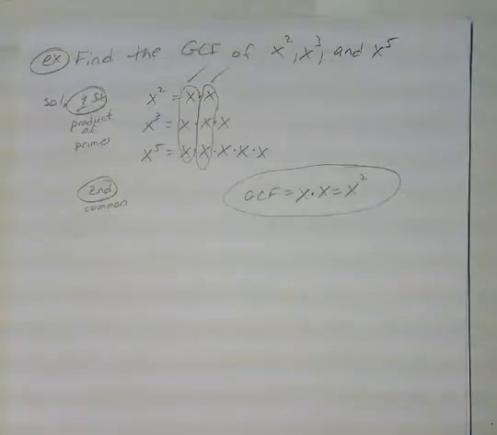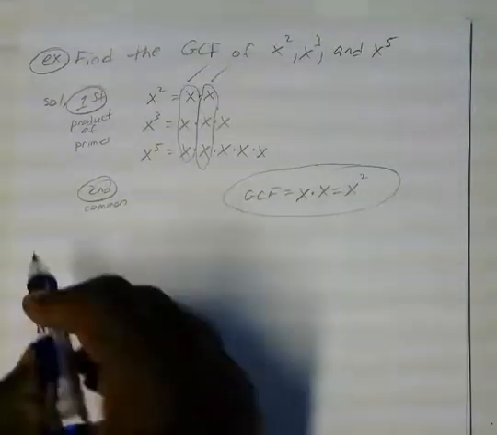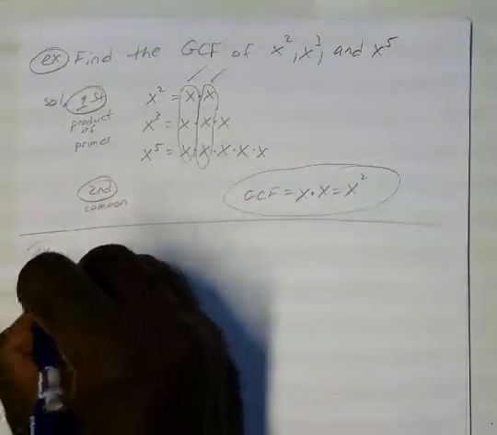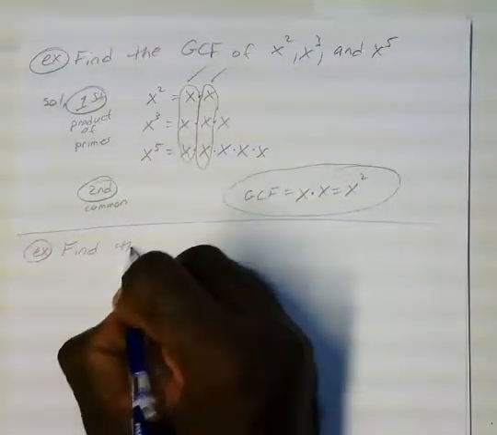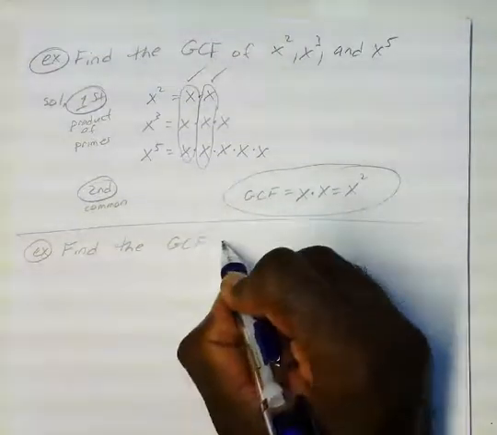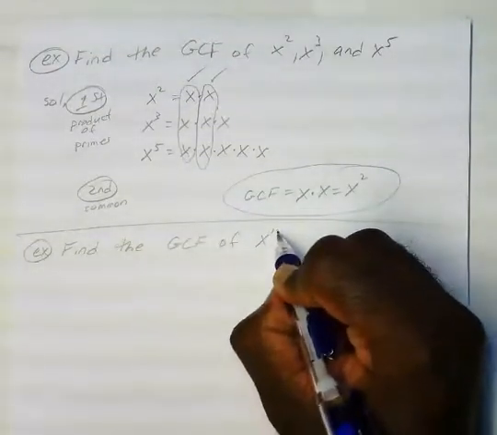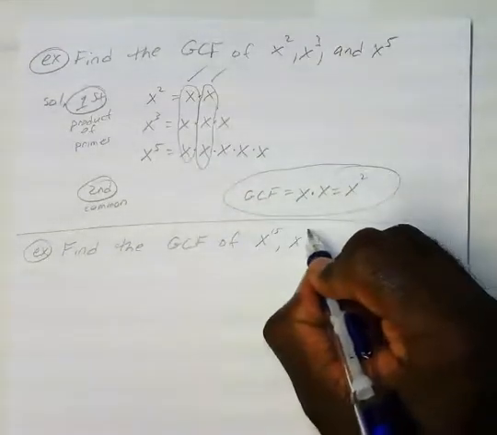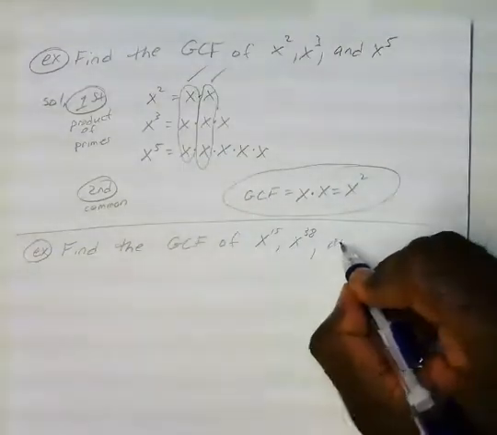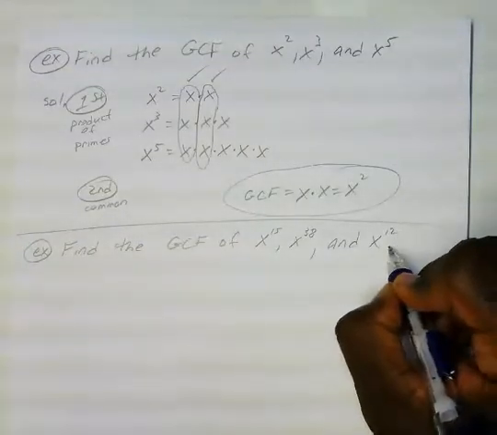Okay. Now the key thing about having just the variables is that you honestly do not have to go through all these steps. There's a shortcut method to where you could find the greatest common factor of just the variables in literally about 2 seconds. Okay. So what if you wanted to find the greatest common factor of x to the 15th power, x to the 38th power, and x to the 12th power?